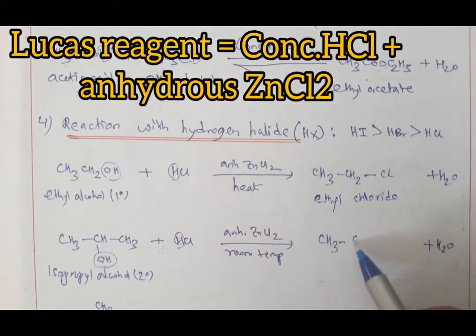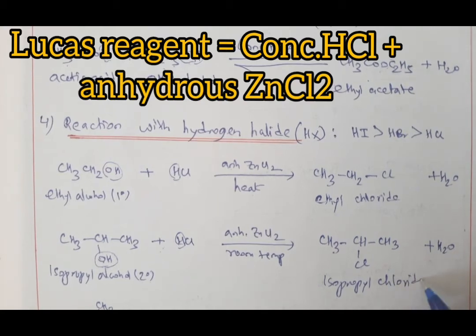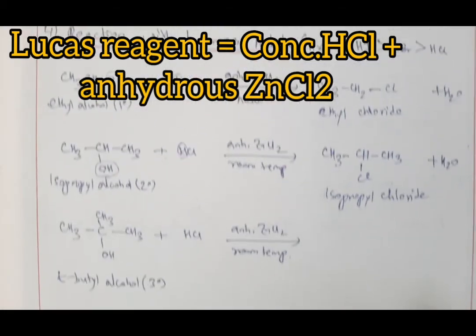CH3, CH, CH3 is left. Now in place of this OH, from here Cl will come, and we get isopropyl chloride. Okay students, now we go with the next one.